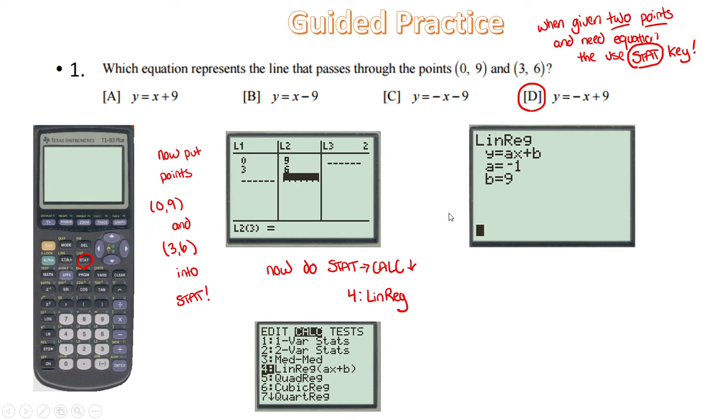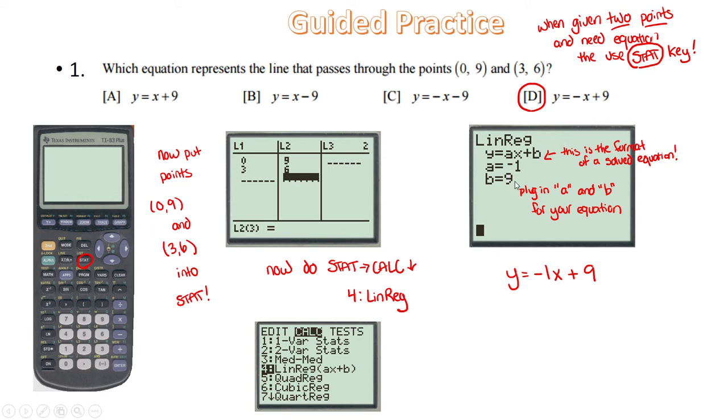Now, the beauty of your stat key is anytime you're given 2 points, you can do this. And your equation's right here on the calculator screen. Now, if you notice, it's in the format of AX plus B. That is the same format that I showed you previously, which is MX plus B. All we have to do is plug in the number for A and plug in the number for B.